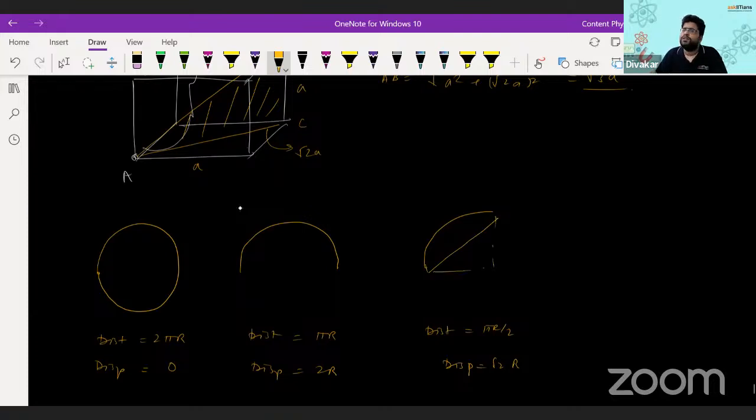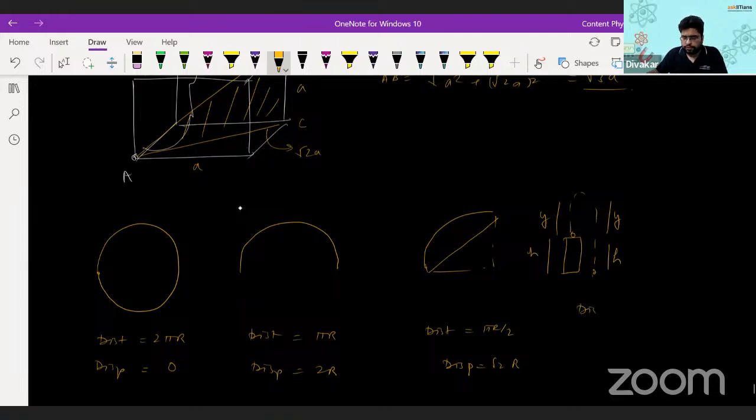Can there be other situations as well? Yes, of course. If you throw a ball from this point, it goes up, comes back and falls to the ground. If I ask you what is the distance, you will say distance is y plus h. But if I ask you the displacement, that will only be h, because the straight line distance between the initial and final point is h.